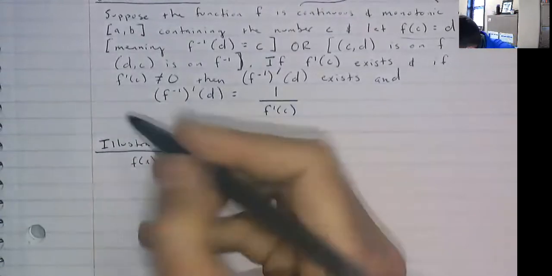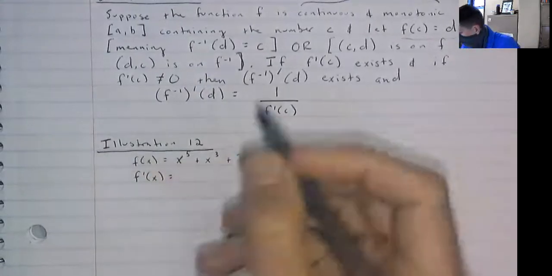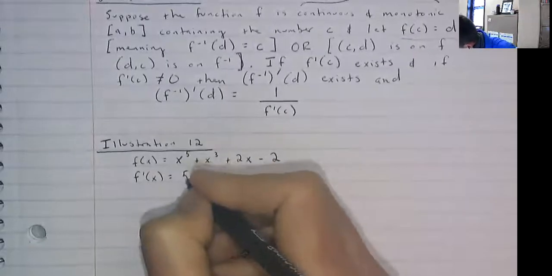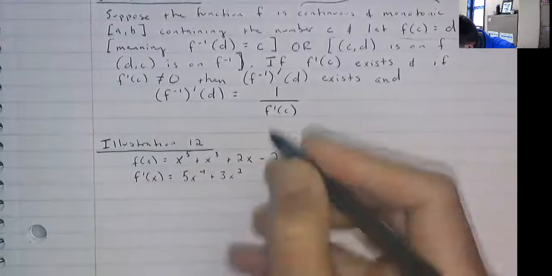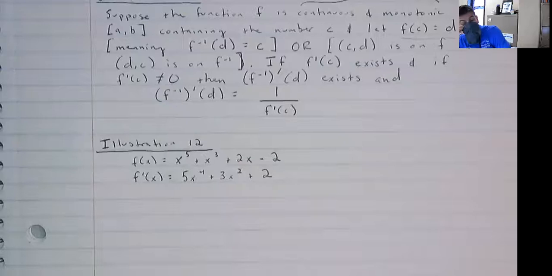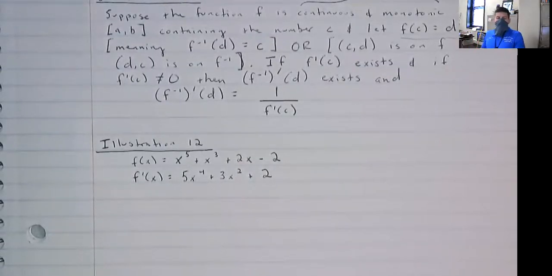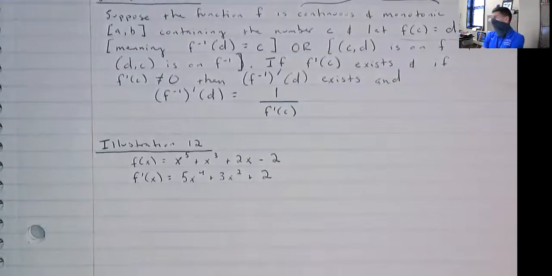Well, we have calculus, which allows us to find derivatives. And this is going to be helpful because we need the derivative in this problem anyway. The derivative of this function is 5x to the 4th plus 3x squared plus 2. Now let's consider for a second: is there any value for x that, when you plug it into the derivative, is going to give you a negative number?